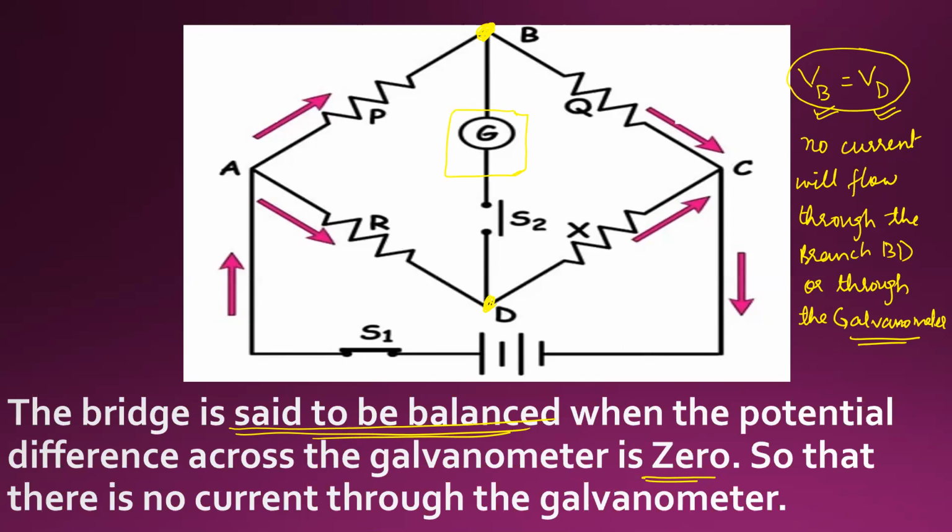If no current flows through this galvanometer, which is an electrical device, that means it also has some resistance. So suppose the resistance of this galvanometer, I am considering it as G. G is the resistance of the galvanometer over here. If no current flows through this BD branch, that means the potential difference across the galvanometer is 0.